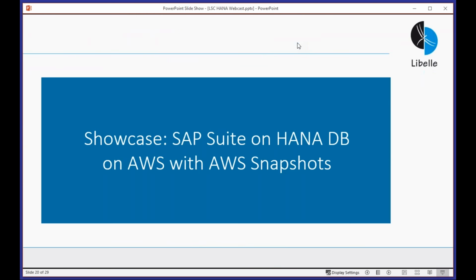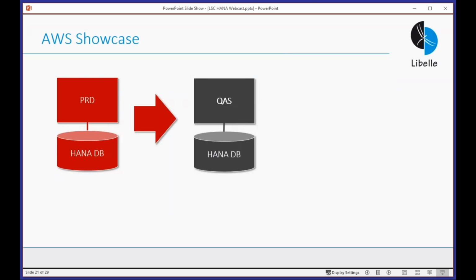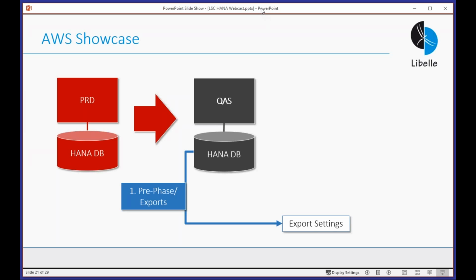I want to look specifically at the showcase of how we do the HANA DB on AWS with snapshots and spend some more time on HANA. The showcase we're going to show you, starting in probably 5 minutes, has a production system running on HANA and a QAS system running on HANA. This is Suite on HANA with the EDIS system, and we're going to refresh this QA system. We do a pre-phase, exporting all the existing settings, and then follow up with a copy phase.